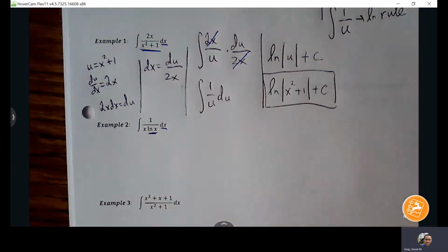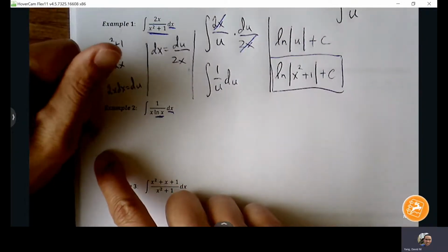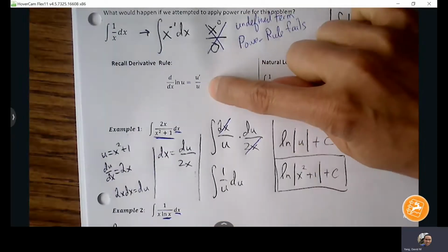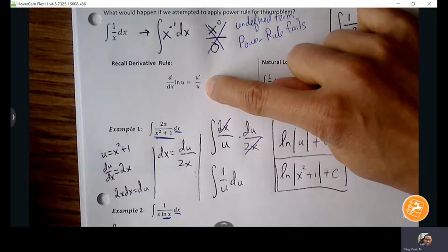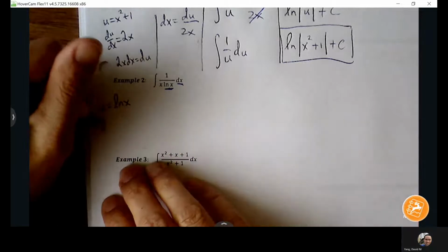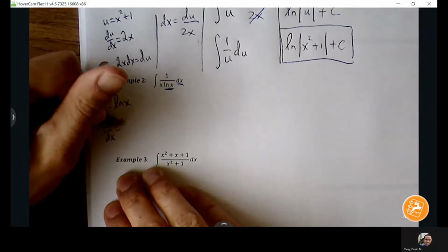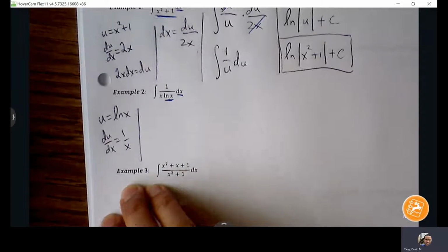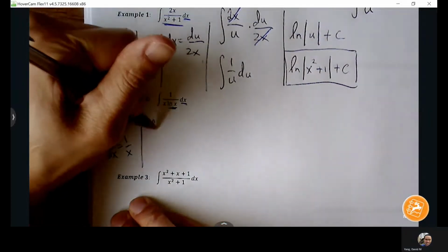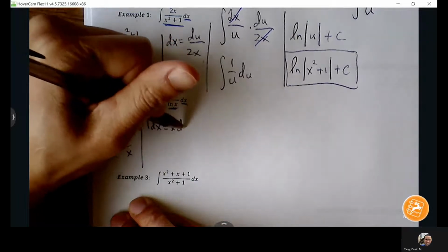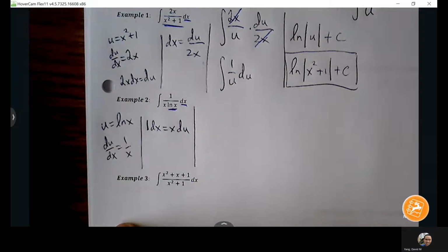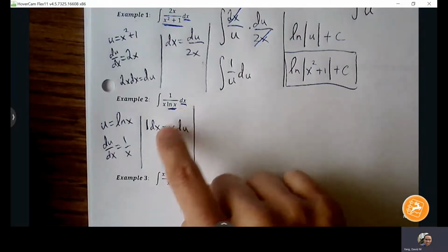So let's see what happens there. We let the u value be natural log of x. From first semester, the derivative of natural log of u becomes u prime over u. So the derivative of natural log of x becomes what? 1 over x. Okay, cross multiply. Try to get that dx by itself. Right, we make our substitutions.